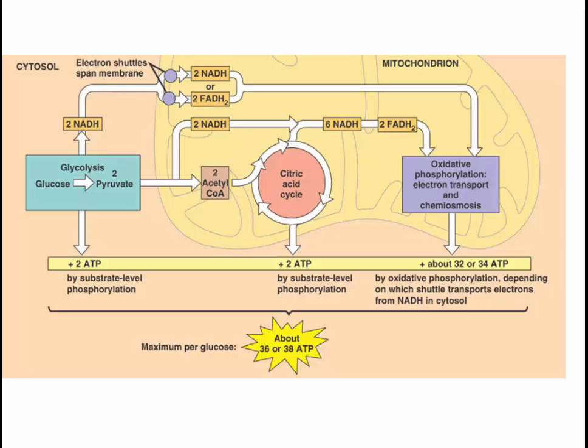So there's a lot going on in this slide. Don't stress over it. What I want you to see is that here we have that glycolysis that we talked about. So here's where the glucose is broken down into the 2 pyruvates. That's going to give us 2 ATP there.